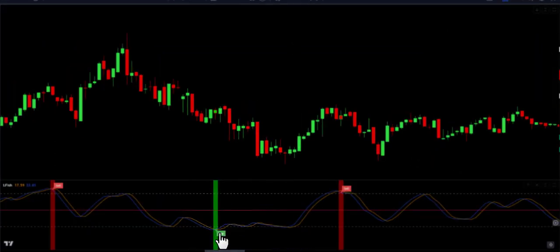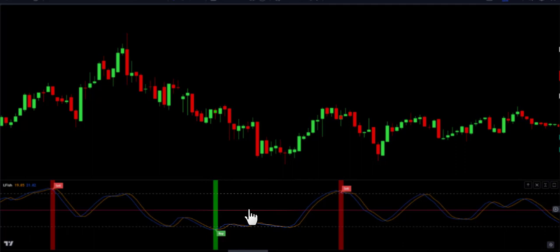Looking at the indicator, you will see that it prints buy and sell labels. Not only that, but you will see a line on top. This line is the 80 level. It indicates overbought, and at the bottom of the indicator, you will see another line. This line is the 20 level. It indicates oversold.